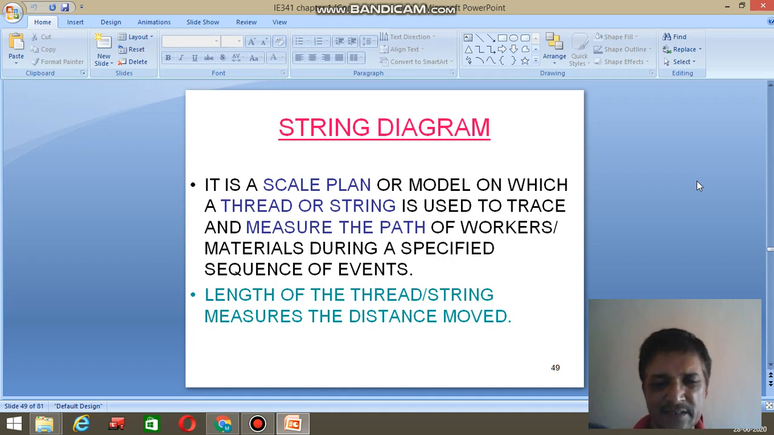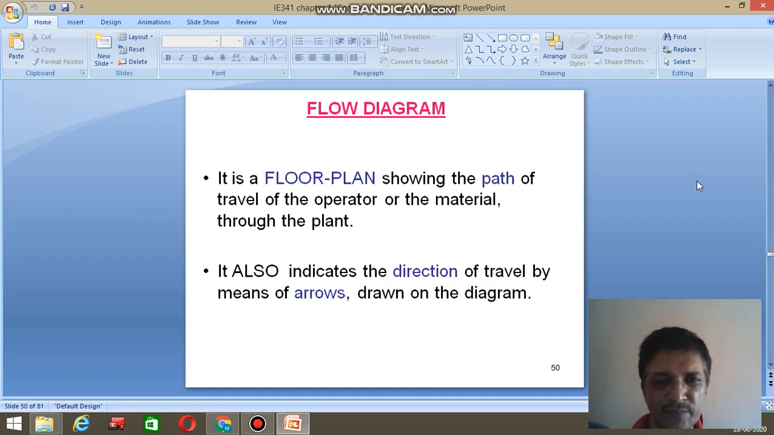The length of the thread is measured to give the distance moved, how much distance is covered by the man or material. Flow diagram: it is a flow plan showing the path of travel of the operator or the material through the plant. It also indicates the direction of travel by means of arrows drawn on the diagram.